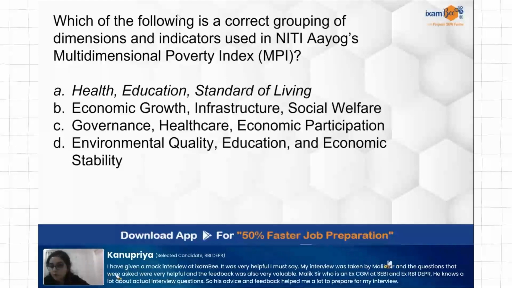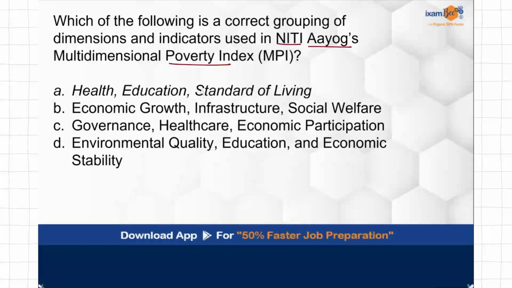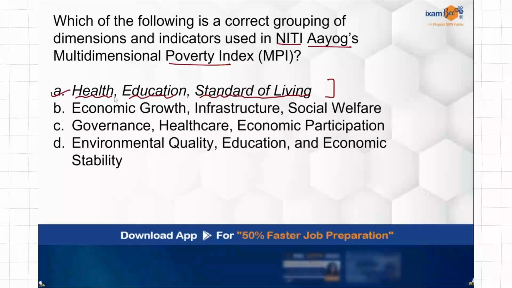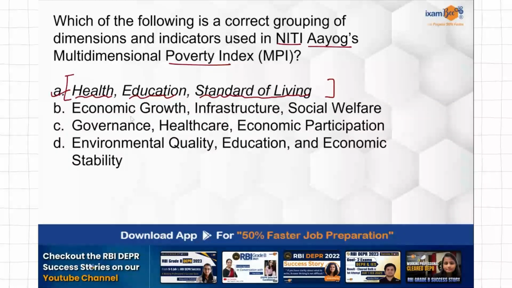Which of the following is the correct grouping of dimensions of indicators used in Niti Aayog's multidimensional poverty index? So in the case of the multidimensional poverty index, we all know that the indicators are health, education, and standard of living. So if you're choosing this option, this is absolutely correct, right?